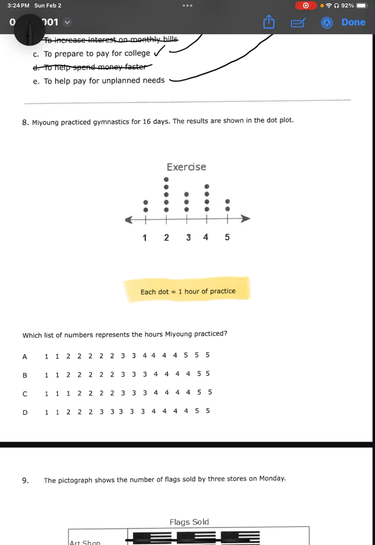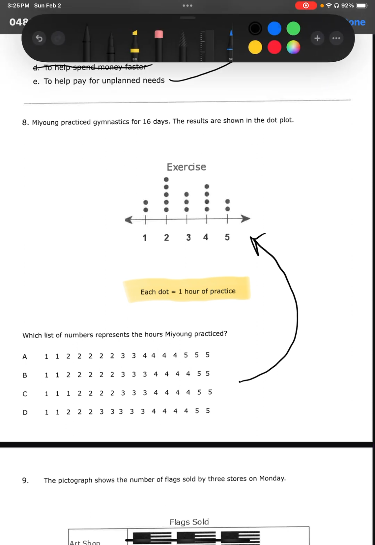But for this dot plot, circle the key. In this case, each dot is equivalent to 1 hour of practice. So let's look at our scenario here. Mi Young practiced gymnastics for 16 days. The results are shown in the dot plot. Which list of numbers represents the hours Mi Young practiced? Okay, when you see the dot plot like this, what they're wanting you to do is figure out which one of these answer choices correlates with what we see up here.